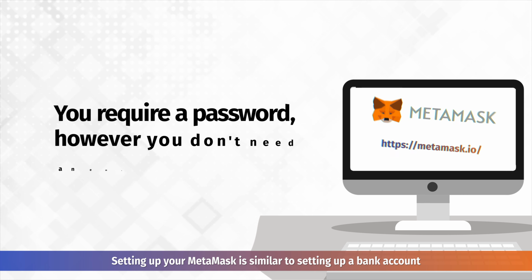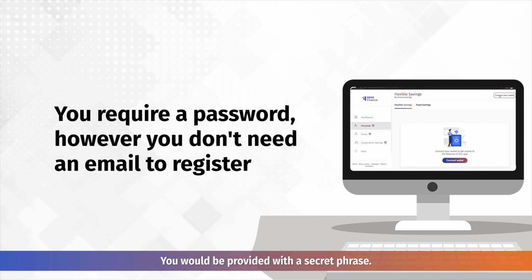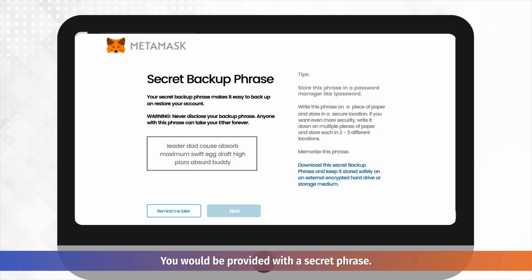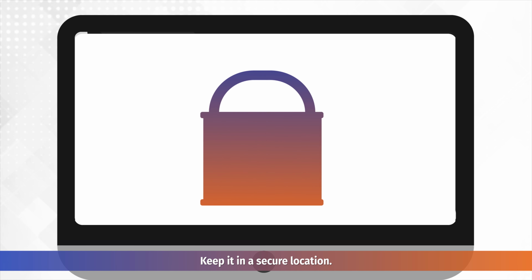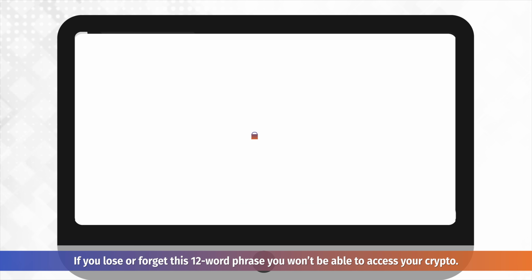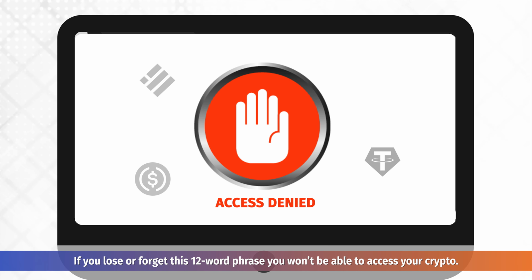Setting up your MetaMask is similar to setting up a bank account. You would be provided with a secret phrase. Be sure to write down your private key. It's presented as a random 12-word phrase. Keep it in a secure location. If you lose or forget this 12-word phrase, you won't be able to access your crypto.